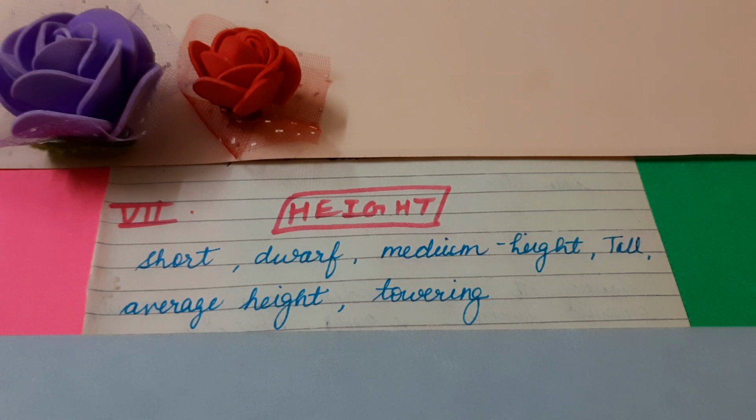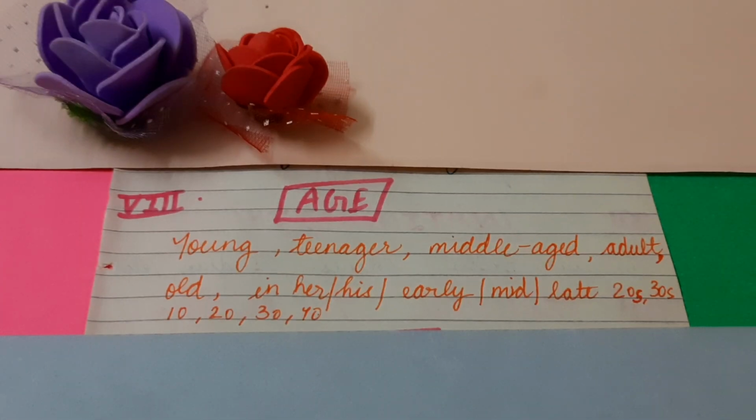4'11", whatever. Now comes the age of a person. A person can be baby, toddler, or you can just say young, or teenager, or middle-aged, or adult. These are just the upper specifications, or old. But to be more specific, if you know exactly what that person's age is, you can just say the person is 24 or 35 or 15 or 65.